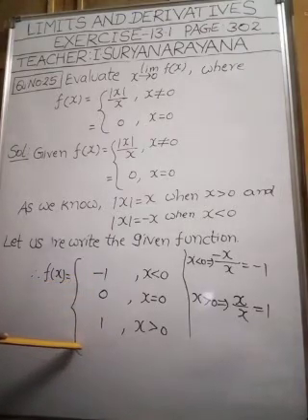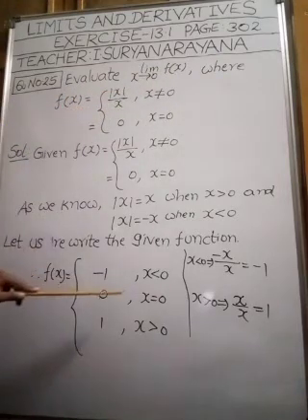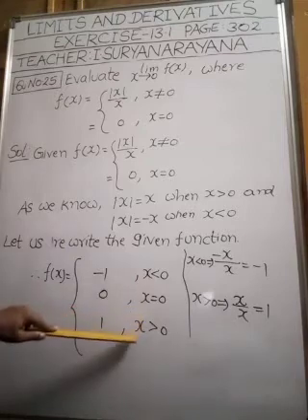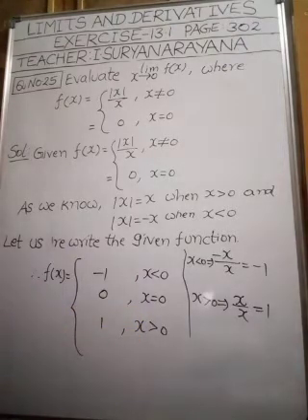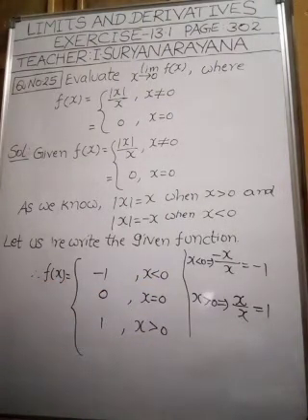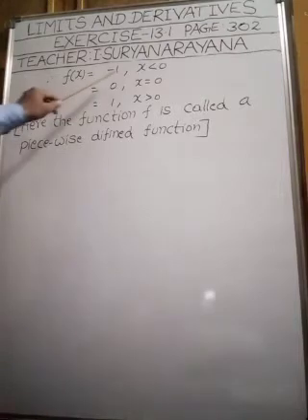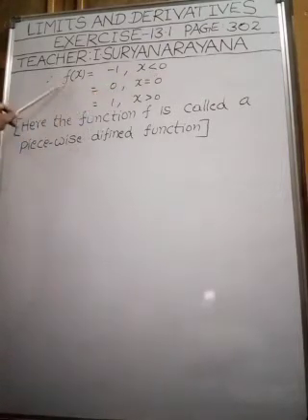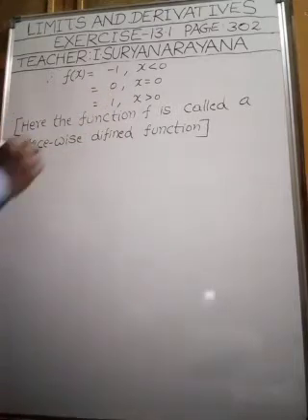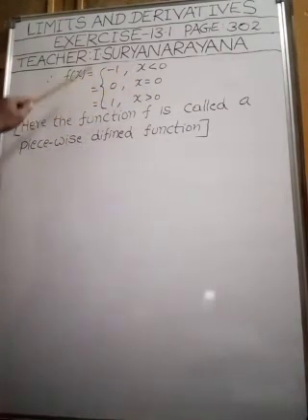Understood this part, my children? Now we have to find the limit of f of x as x tends to 0. Means we have to find the left hand limit and the right hand limit. As x tends to 0, we have to find the left hand limit and the right hand limit also. So we rewrote the given function f of x. Therefore f of x is equal to minus 1 when x is less than 0, f of x is equal to 0 when x is equal to 0, and f of x is equal to 1 when x is greater than 0.